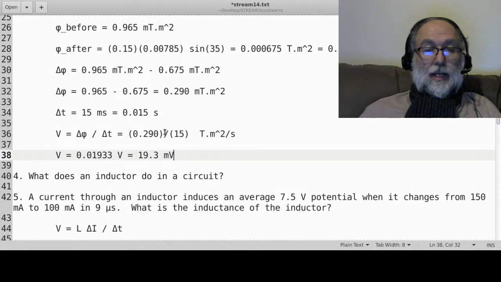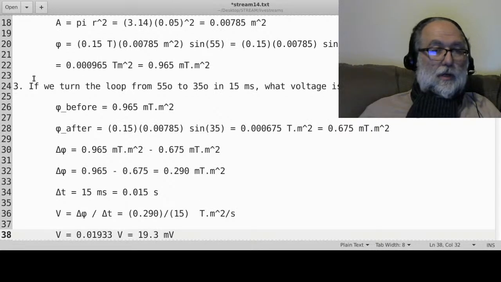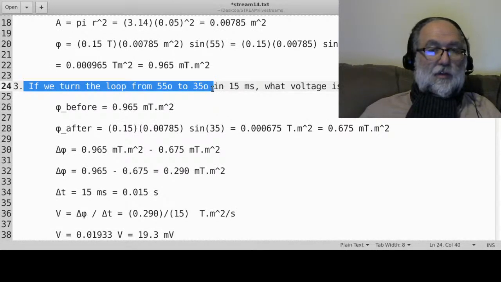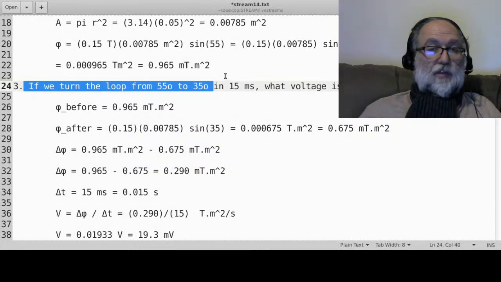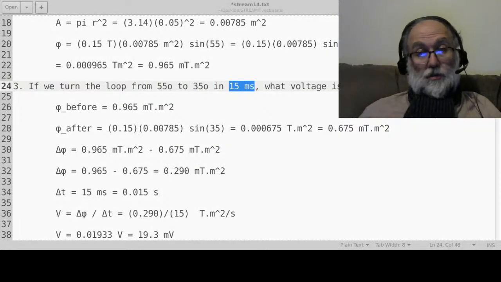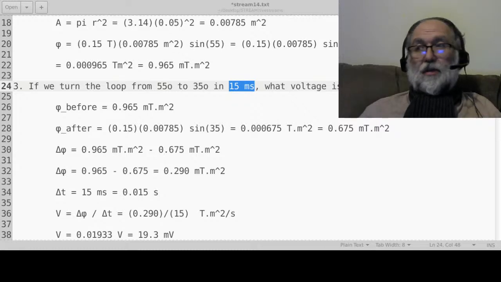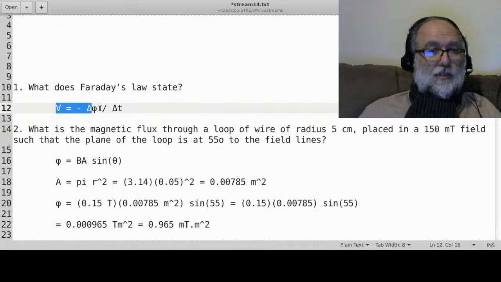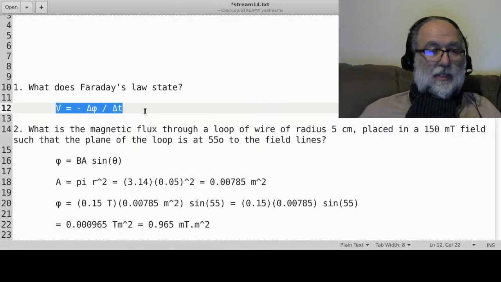Let me just quickly say what I did there. I'll go over it again and take a look if there's any questions in the chat. All right, so if we turn the loop from 55 to 35 degrees, then there's going to be a change in the flux. Okay, and that change in flux is going to happen over 50 milliseconds. If you have a change in flux over some time, that's an induced voltage. Okay, now if you take a look here, that's this formula right here. So, whoops, went too fast. That's Faraday's law right there.